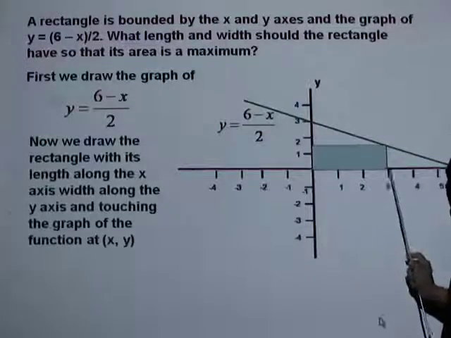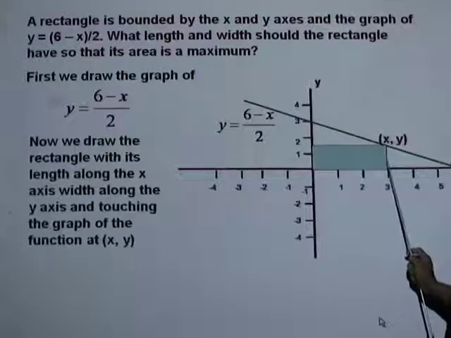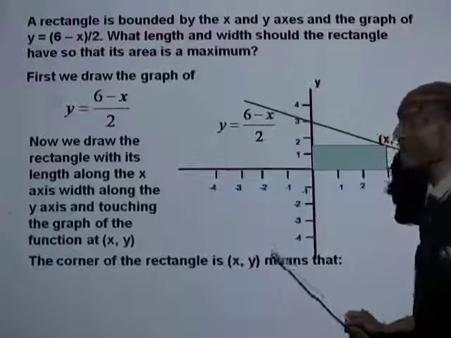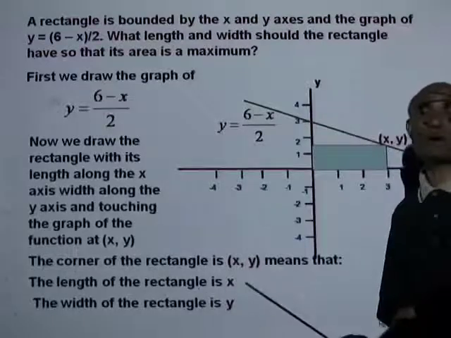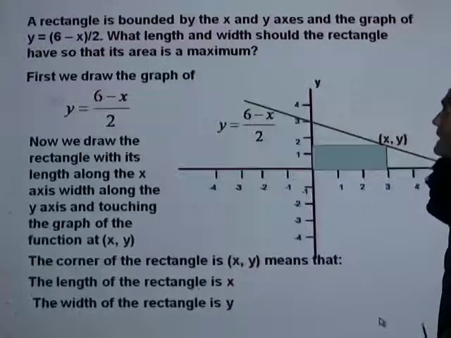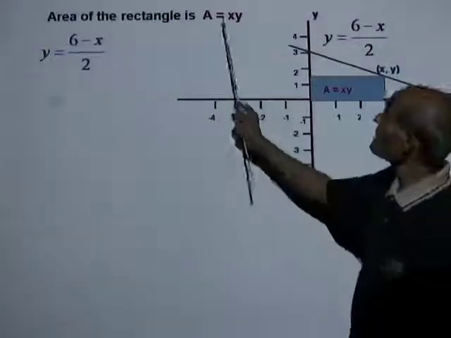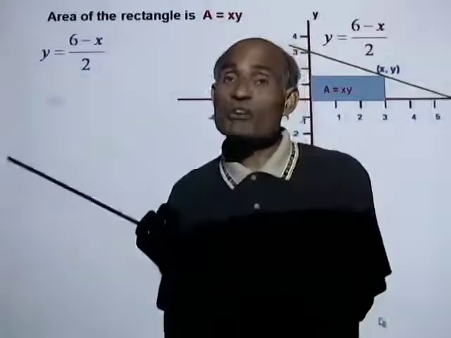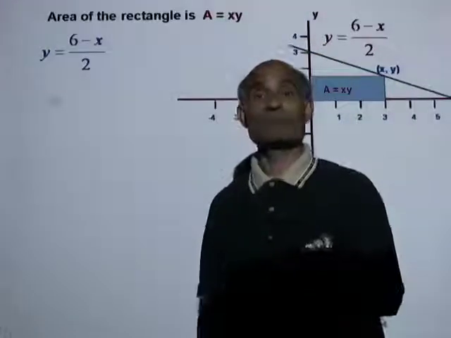Its length is x. Width is y. Is that right? This point will be called xy. That means its length is x and the width is y. The corner of the rectangle is xy, means that the length of the rectangle is x and its width is y, so that the area is x times y. Well, so area is x times y, and we need to find the values of x and y which will make this area a maximum.